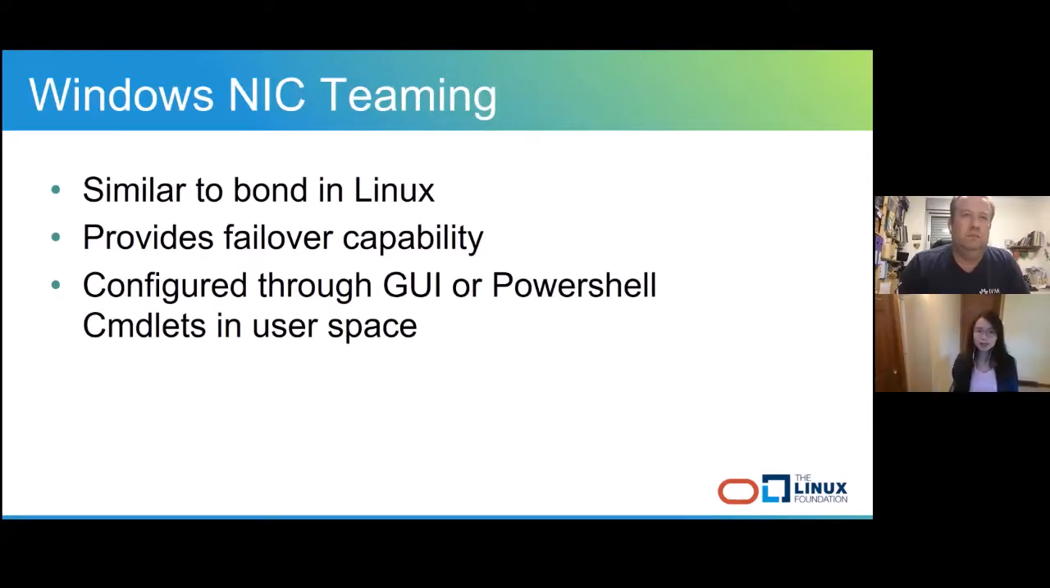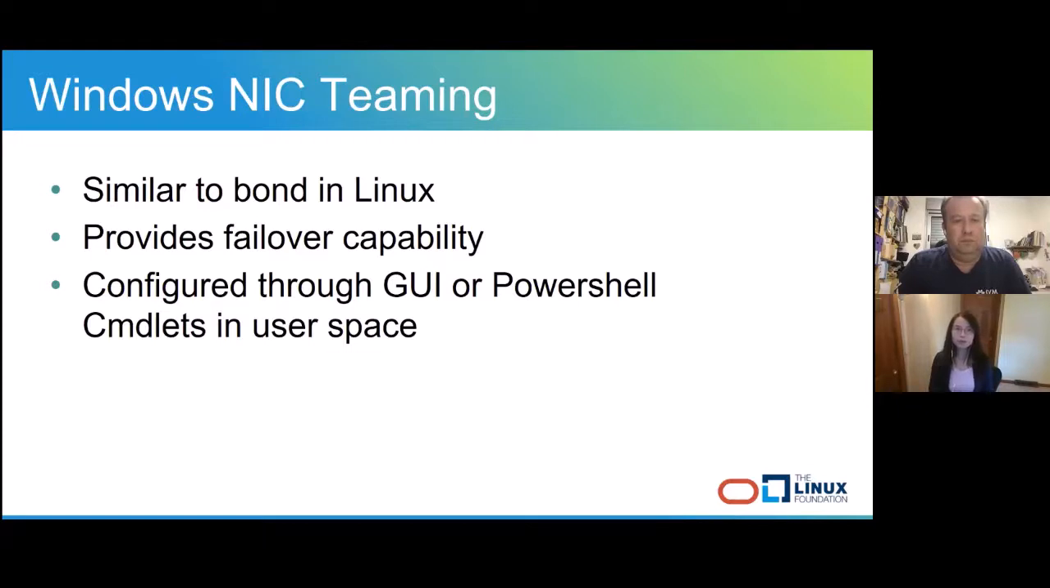So Windows NIC Teaming is built into Windows since Windows Server 2012. It is similar to the bond in Linux, and it provides failover capability. Users can put the virtual network and the VF network into one team and configure the virtual network as standby. So when the VF adapter is hot removed, the Windows NIC Teaming will set the virtual adapter as active and switch the data path to the virtual. After the VF adapter is hot added, the Windows NIC Teaming will set the virtual adapter as standby, and then the data path will go through the VF adapter. The Windows NIC Teaming can be configured through the GUI or PowerShell in user space.